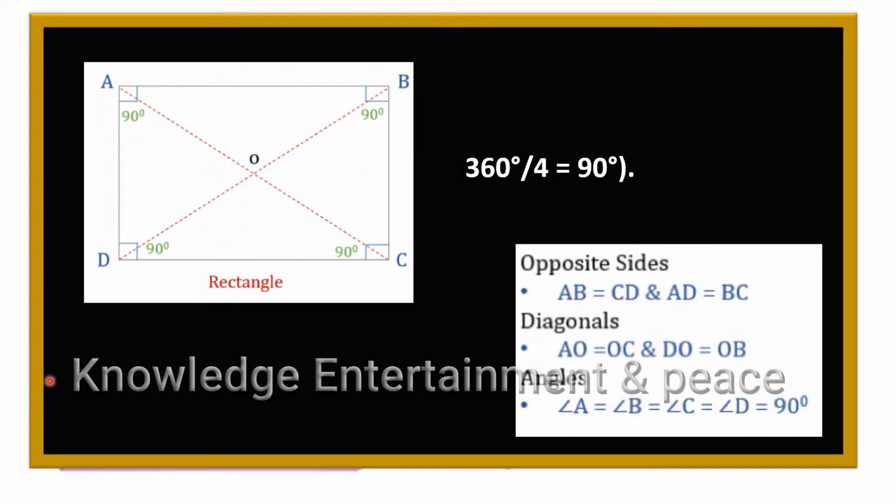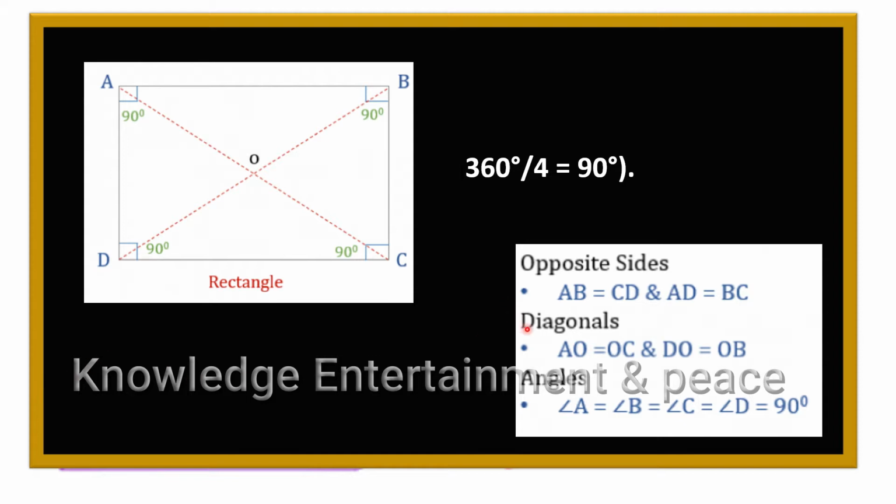A rectangle is a quadrilateral with four right angles. Thus, all the angles in a rectangle are equal. Moreover, the opposite sides of a rectangle are parallel and equal, and the diagonals bisect each other.